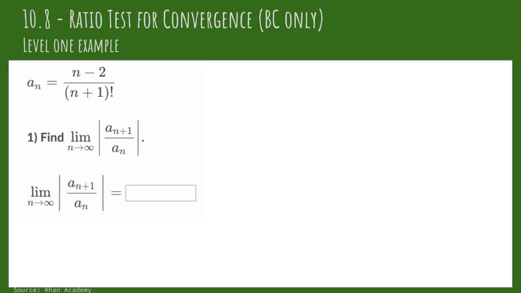So first thing we want to find is this limit as n approaches infinity of a sub n plus 1 divided by a sub n. So I'm going to just rewrite that limit and put in n plus 1 for n. So for the a sub n plus 1, that's going to be n plus 1 minus 2 over n plus 1 factorial. So that's the n plus first term.